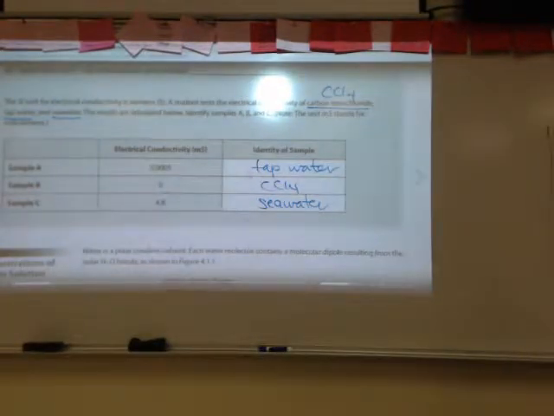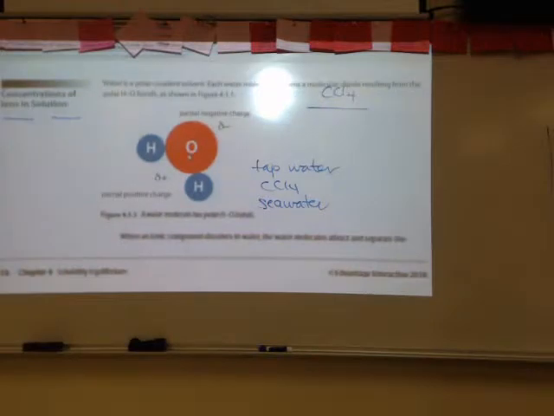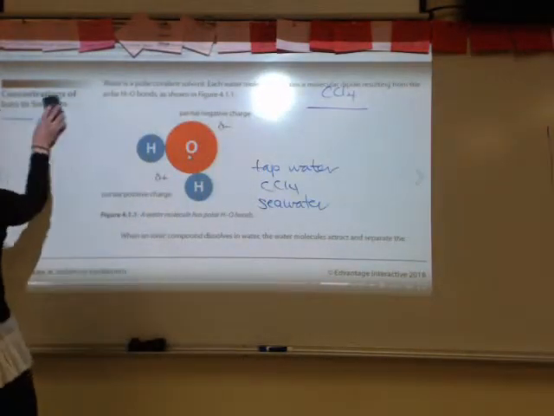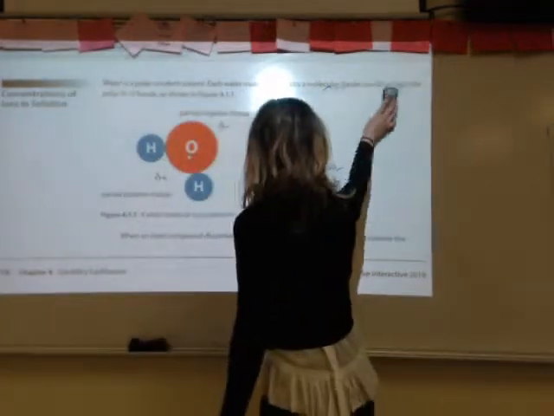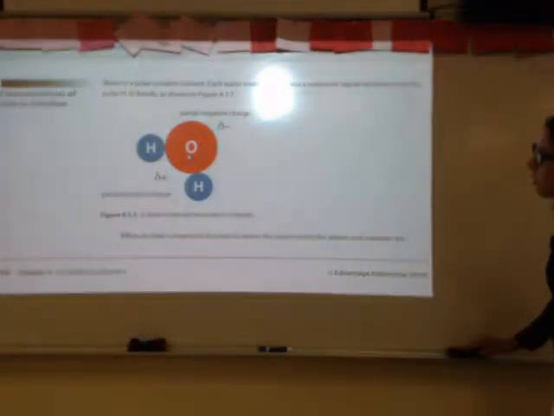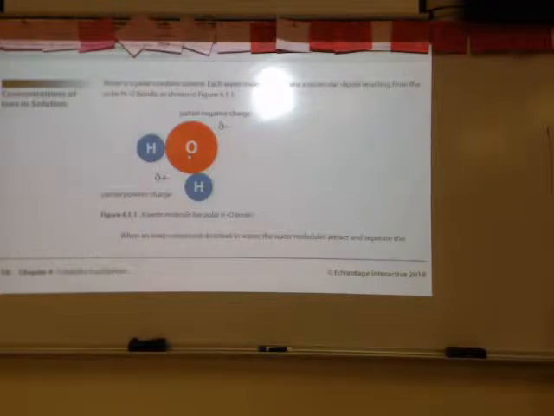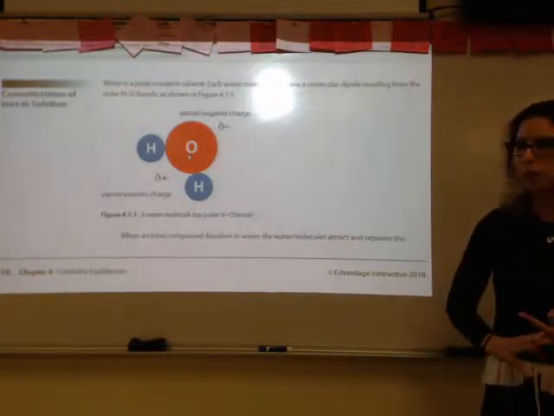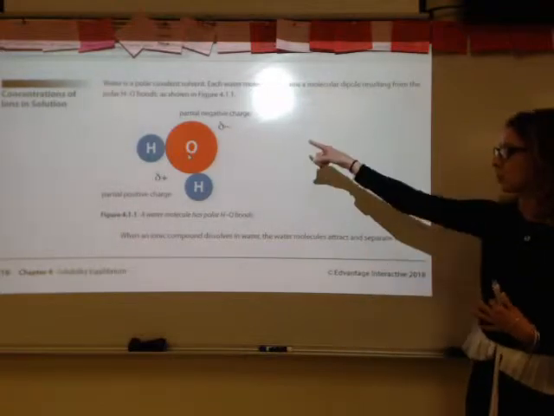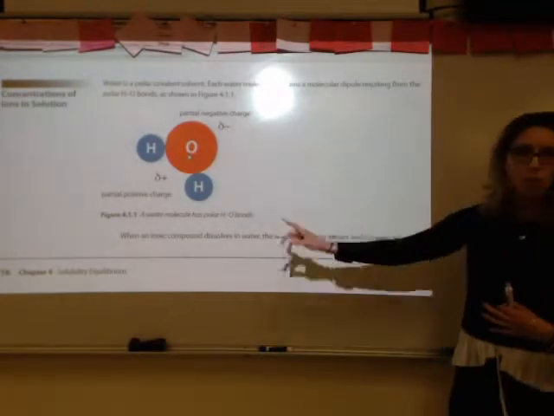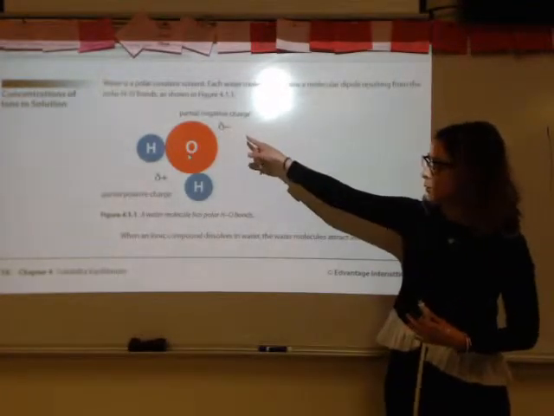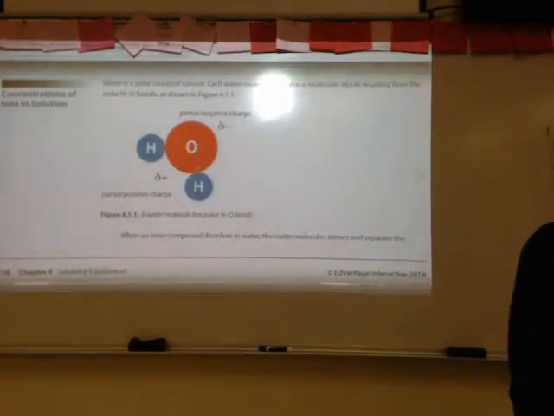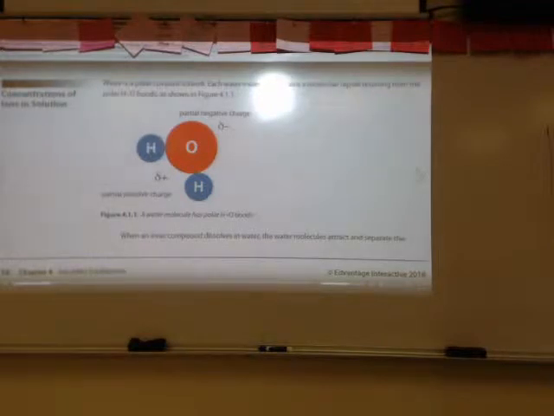Okay, let's take a look at concentrations of ions in solution. When you put something in water, if it's ionic or polar, it's going to have attractions to the negative and the positive end of water. Water is polar, the oxygen end has a partial negative charge, the hydrogen end has a partial positive charge.